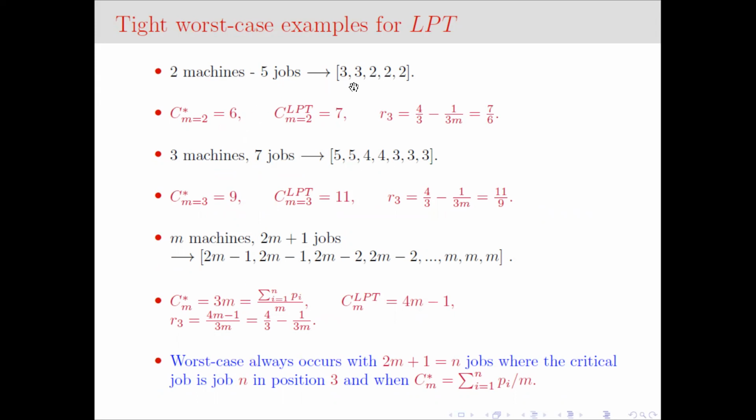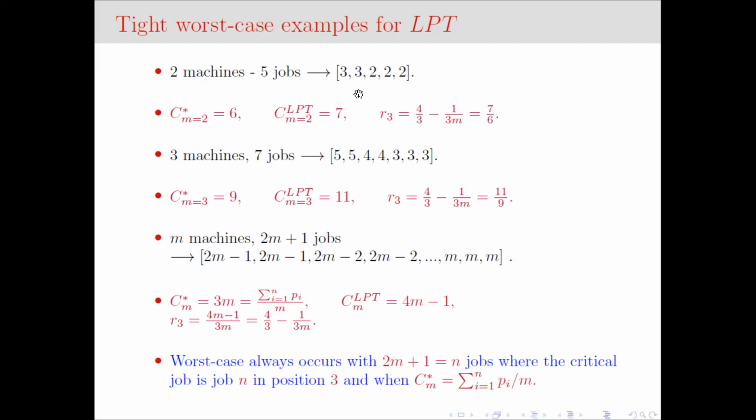If you have 2 machines, you are going to have 2 jobs with processing time 3 and 3 jobs with processing time 2. If you have 3 machines, you are going to have 2 jobs with processing time 5, 2 jobs with processing time 4, and 3 jobs with processing time 3. Generally speaking, with m machines and 2m+1 jobs, all worst case instances will have 2m-1, 2m-1 for the first 2 jobs, 2m-2, 2m-2 for the next 2 jobs, and so on. Eventually, at the very end, we have three jobs with processing time m.